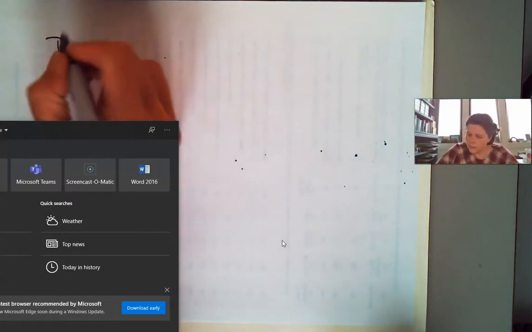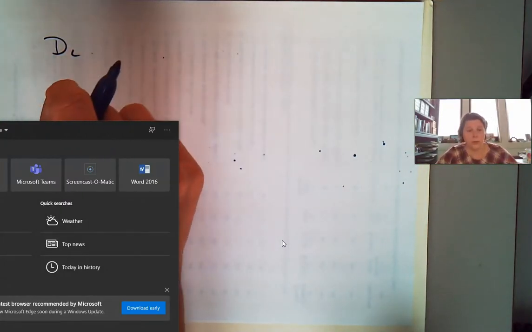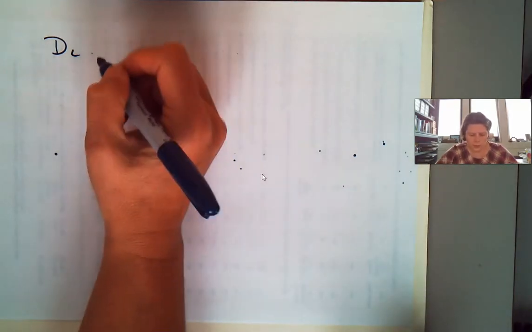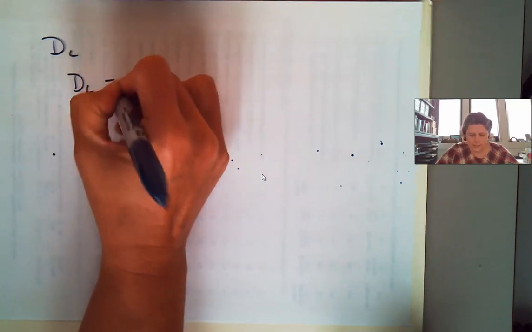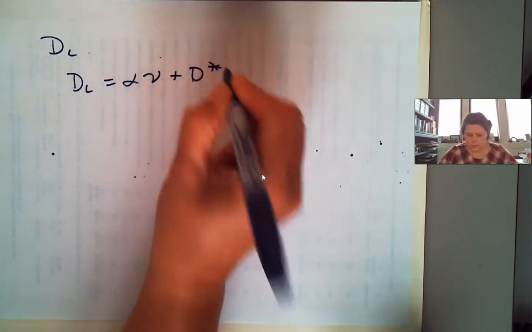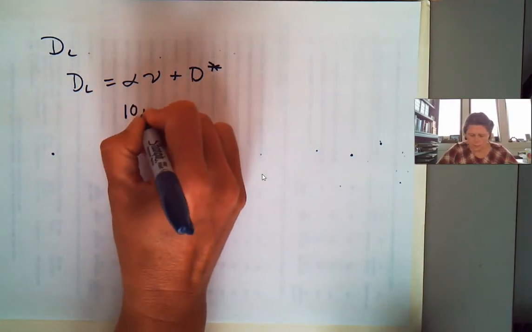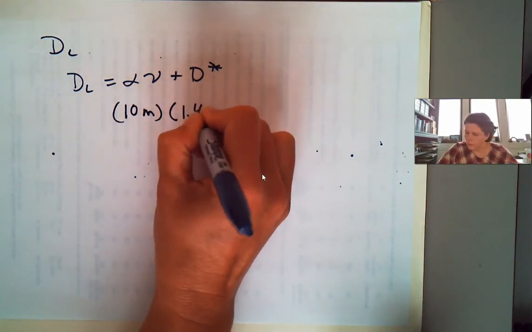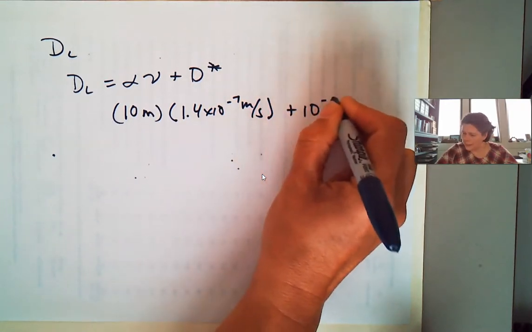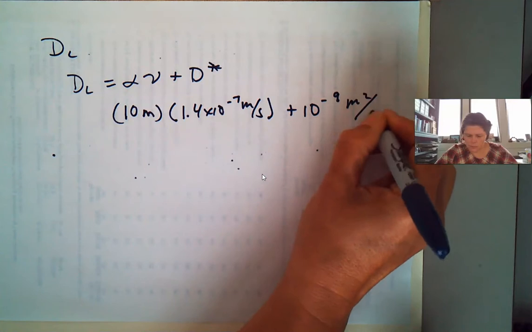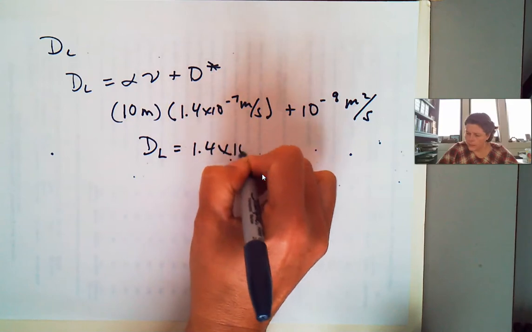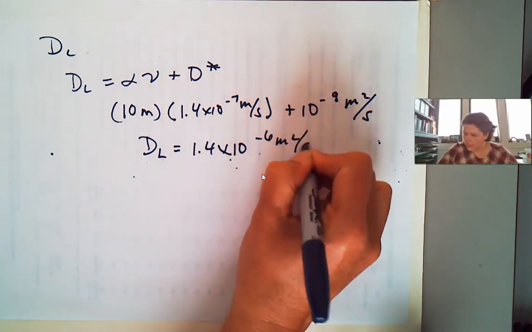So if we look at our LD, or our coefficient of hydrodynamic dispersion, our dl equals our dispersivity times the velocity plus our diffusion. So we go 10 meters times 1.4 times 10 to the minus 7 meters per second plus 10 to the minus 9 meters squared per second. And so our dl in the end is 1.4 times 10 to the minus 6 meters squared per second.